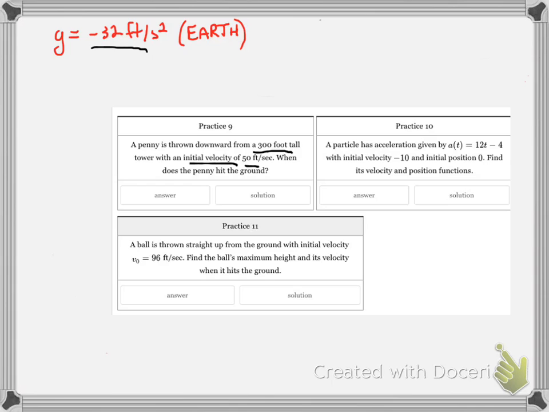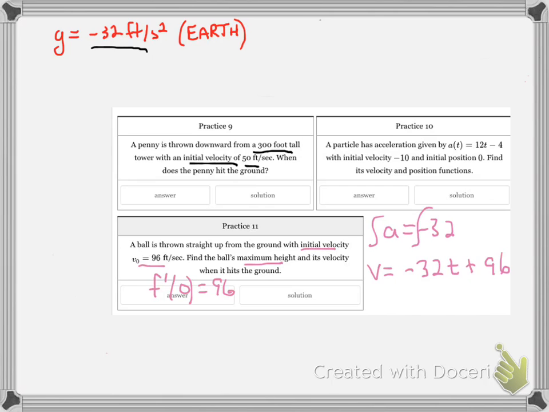Continuing on to number 11 here: a ball is thrown straight up from the ground with an initial velocity of 96. That means f prime of 0 equals positive 96. Find the ball's maximum height and the velocity when it hits the ground. Again, we start out with acceleration equals negative 32. That means if we integrate, velocity equals negative 32t plus c. Well, c is 96.